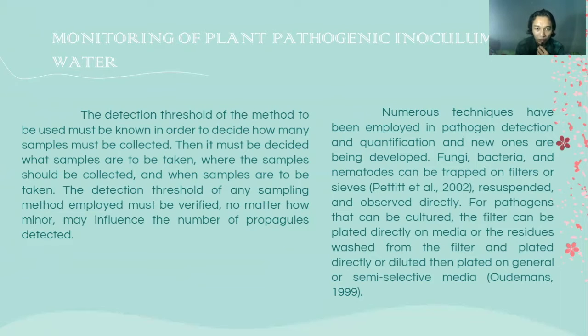Fungi, bacteria, and nematodes can be trapped on a filter or CFS, stained, and observed directly. For pathogens that can be cultured, the filter can be planted directly on media, or residues from the filter can be planted directly or diluted then planted on general or semi-selective media.